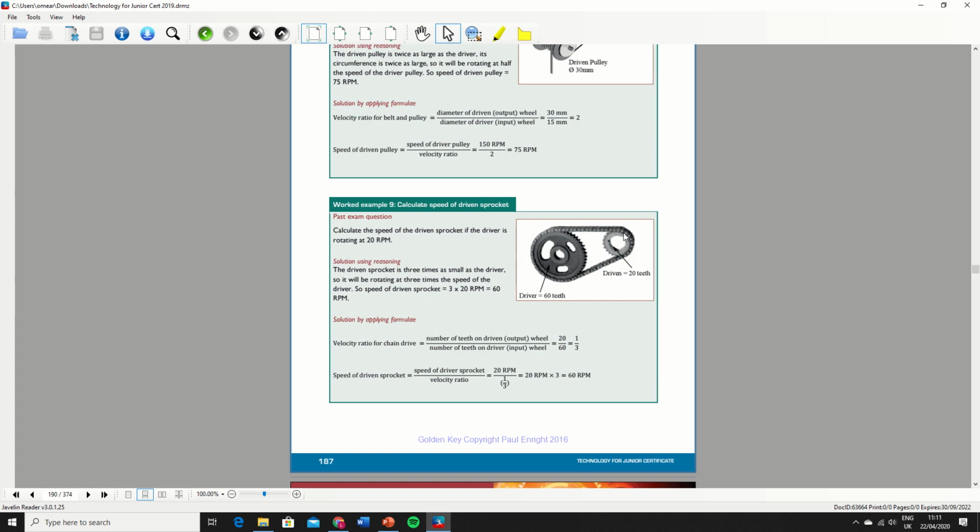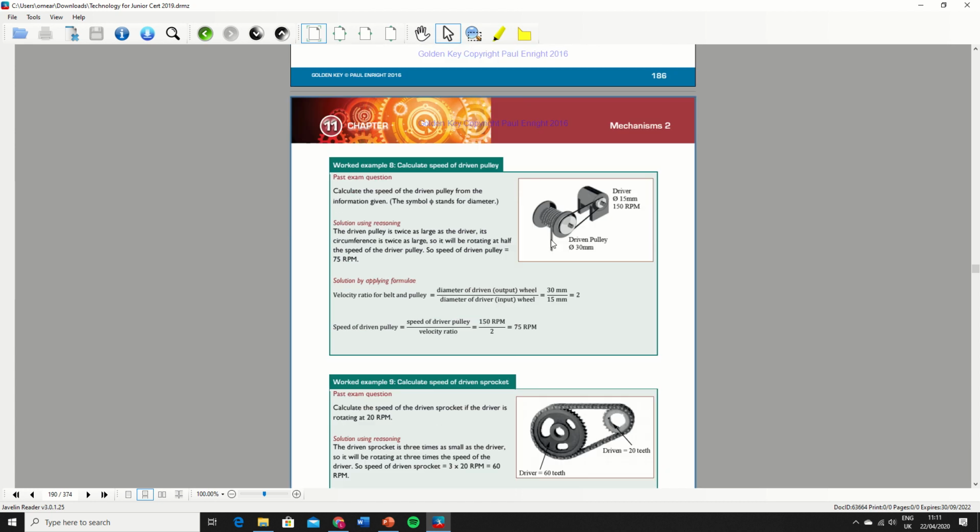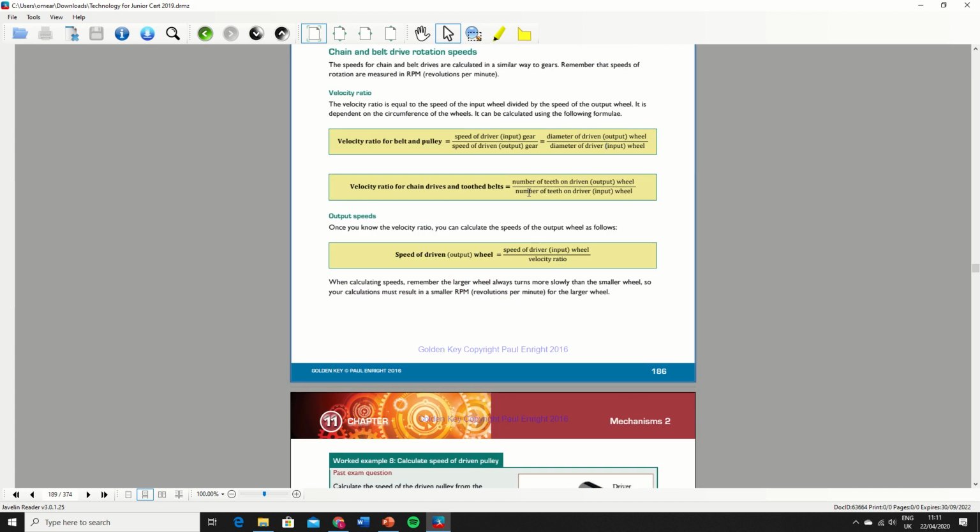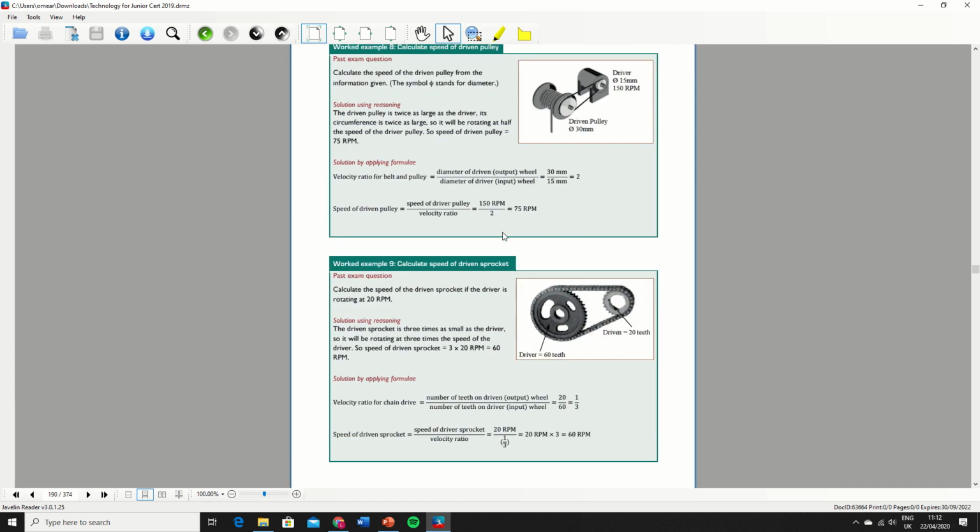So this here is a small bit different. The reason that this is different is because there is a toothed belt. So that means we're not going to use the same formula as we did there. We're going to use this one instead: the number of teeth on the driven wheel over the number of teeth on the driver wheel. Okay? So calculate the speed of the driven sprocket if the driver is rotating at 20 revolutions per minute.